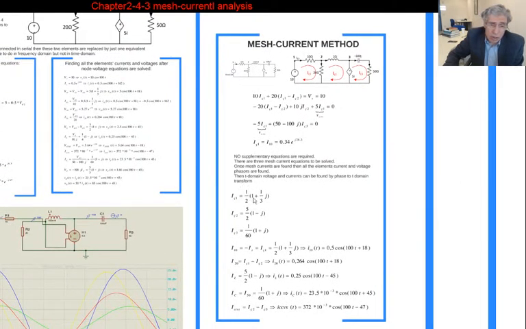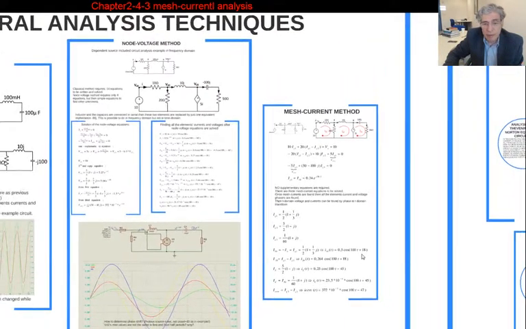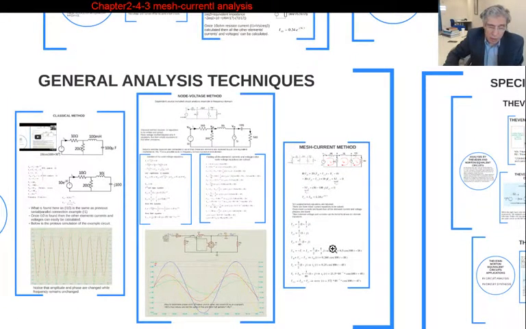Once you calculate the mesh current phasors, you can find all the elements' current phasors. From these current phasors, you can get the voltage phasors as well. From these phasors, we can go to the time domain. There is no simulation here, so you could do it on your own and check whether your calculation is true or not.